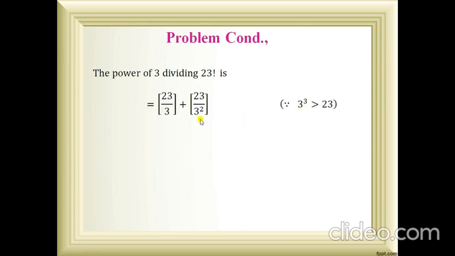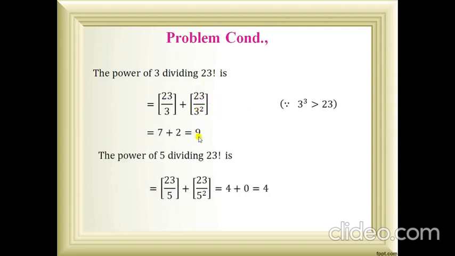Next, the power of 3 dividing 23 factorial. Here also, when I move to the third step, 3 power 3 is 27, which is greater than the numerator. That's why I'm trimming up to the second step. So 23/3 + 23/3², where p is 3 and n is 23. This gives the answer 9.